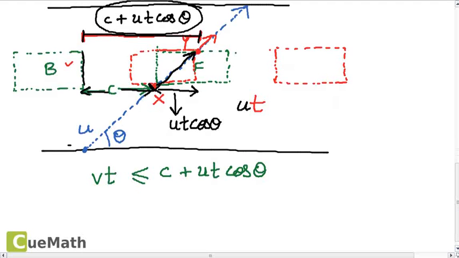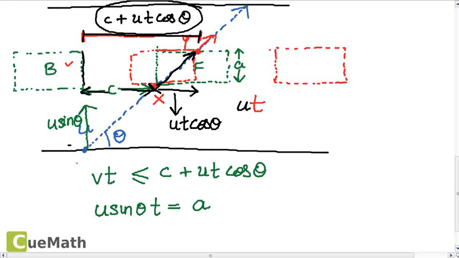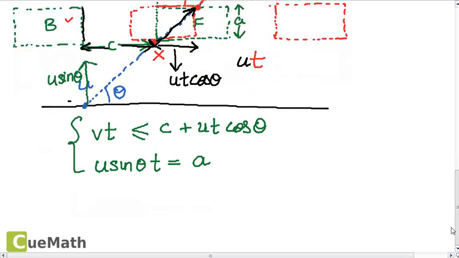Okay, and we have another constraint on t, because the width of the road is a. The y component of the squirrel's velocity is u sine theta. That means u sine theta into t should be equal to the y distance covered in that time, which is a. So these two give us the possible constraints on t, and you can easily manipulate these, and I will leave that as an exercise to you because I've done the most important part of the problem solving.